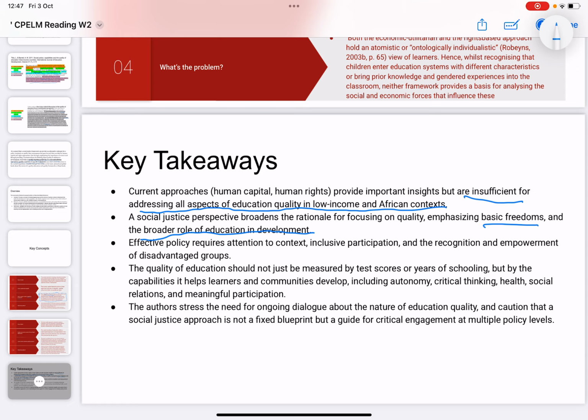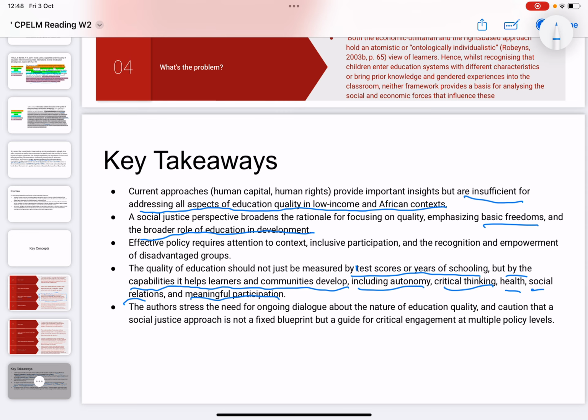The quality of education should not just be measured by test scores or years of schooling, but, and this is really important, by the capabilities it helps learners and communities develop, including autonomy, critical thinking, health, social relations, and meaningful participation. And I think this was really important in our discussion last week from the second group, the evening group. There was this whole idea of cultural capital, and how that is really hard to measure compared to test scores. And I think it really comes down to that.